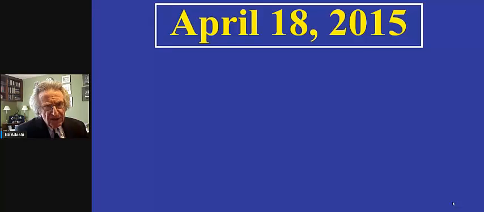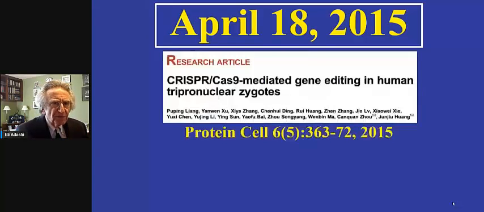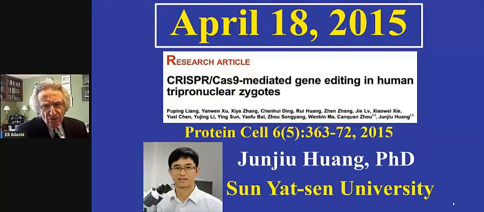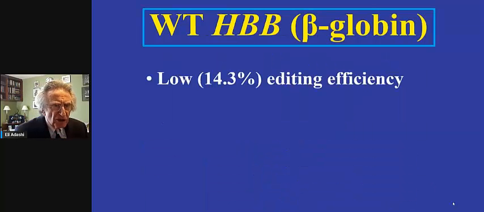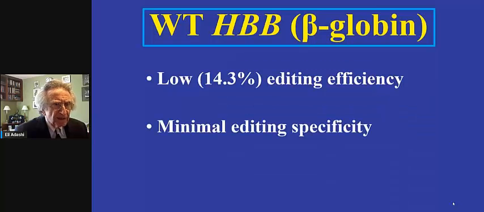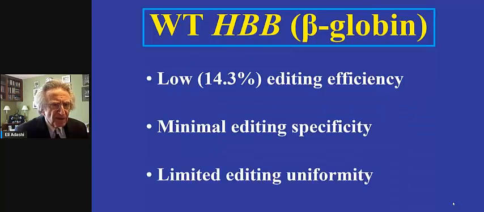The story as regards our discipline begins on April the 18th, 2015, when on the pages of Protein & Cell, Professor Huang from Sun Yat-sen University published a paper wherein he attempted to edit human zygotes, albeit tripronuclear zygotes, which of course would be non-viable and non-transferable. He focused on the beta-globin gene and secured low editing efficiency, minimal editing specificity, and limited editing uniformity. Hardly a major scientific success.